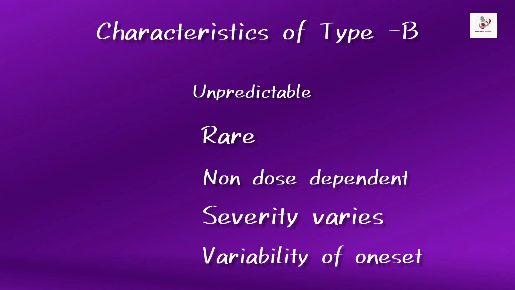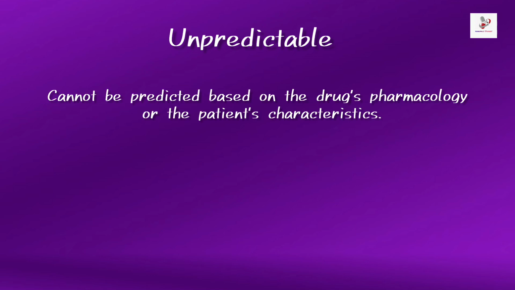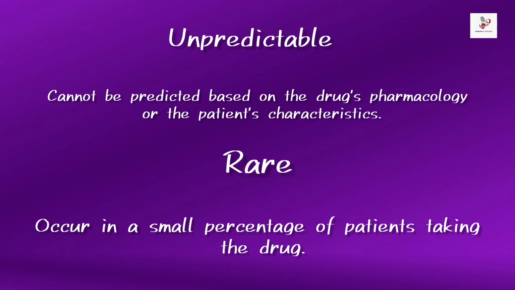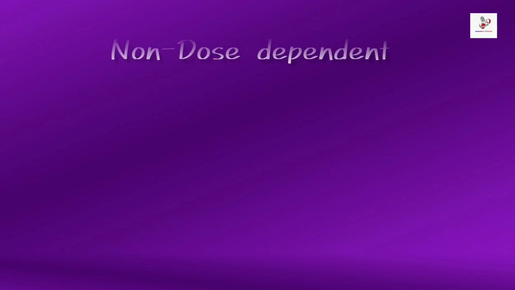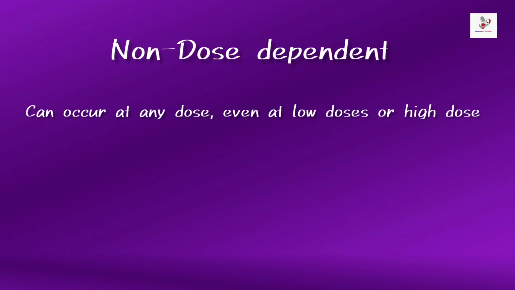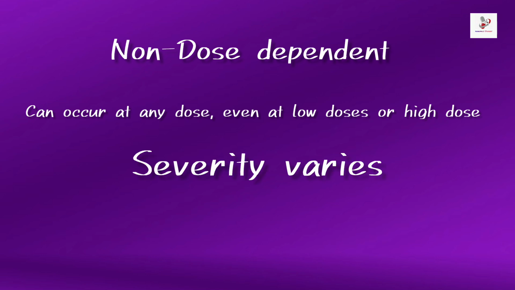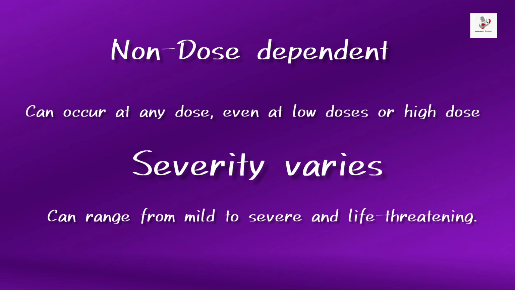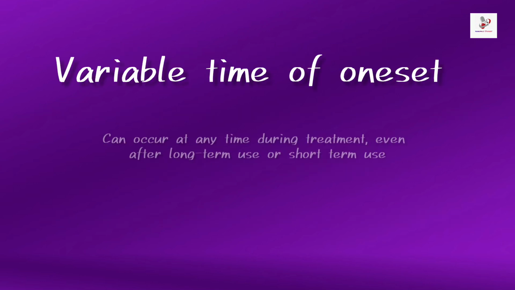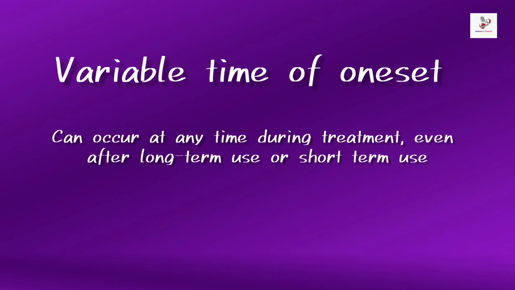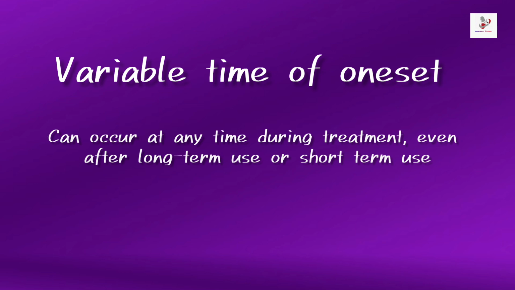So, unpredictable: it cannot be predicted based upon the drug pharmacology or the patient characteristics. Rare: occurs in a small percentage of the patients taking the drug. Non-dose dependent: it can occur at any dose, even at a low dose or at a high dose. Severity varies: it can range from mild to severe and also lead to life-threatening conditions. Variable time of onset: it can occur at any time during the treatment, even after long-term use or short-term use.